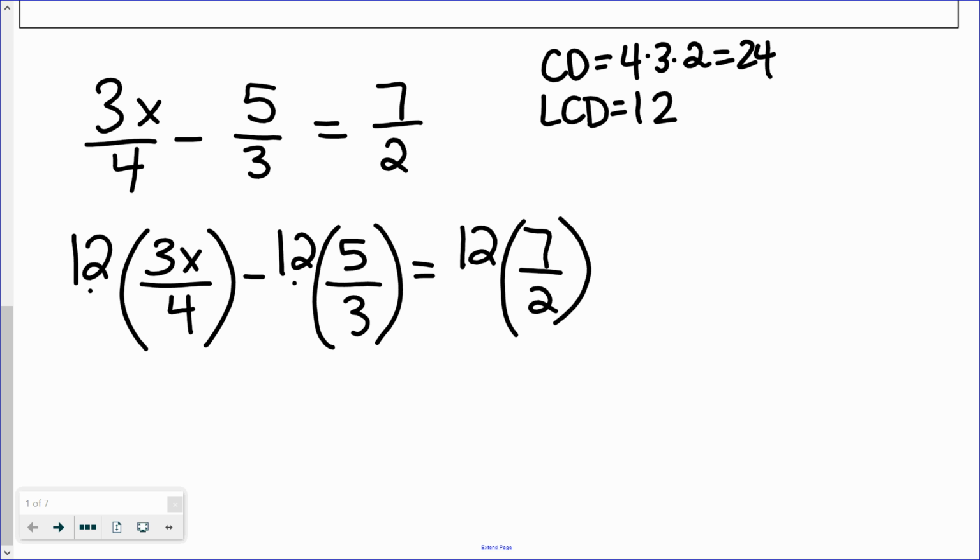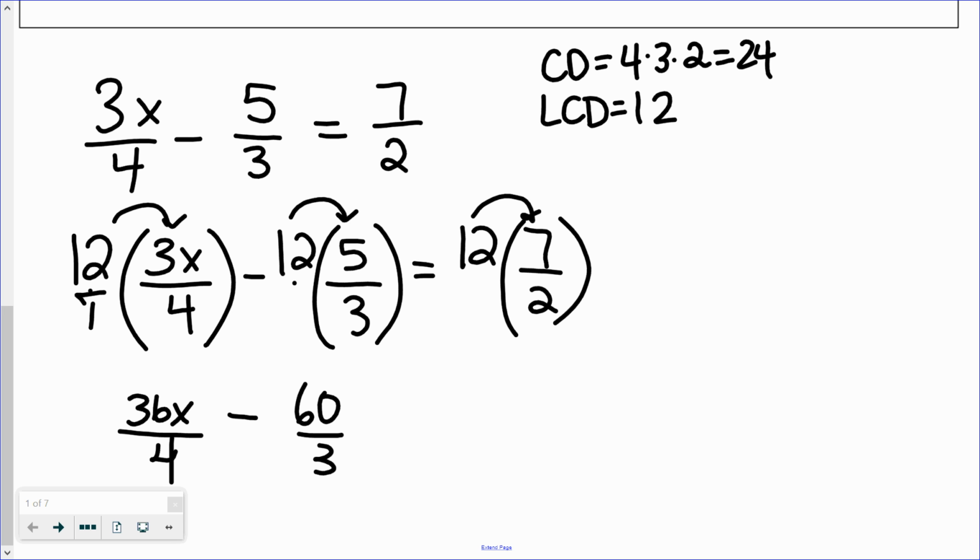So I need to multiply that through now. We're going to multiply it in, multiply it in, multiply it in. What this step of multiplying by the common denominator does is get rid of all of these fractions, and then stuff's going to start to look a lot nicer. So 12 times 3x is 36x. Again, this is 12 over 1 if you need that in your brain. So now we have 36x over 4. 12 times 5 is 60. 12 times 7 is 84.